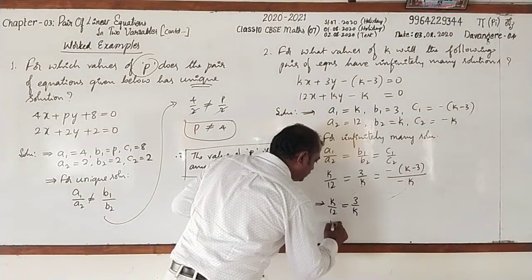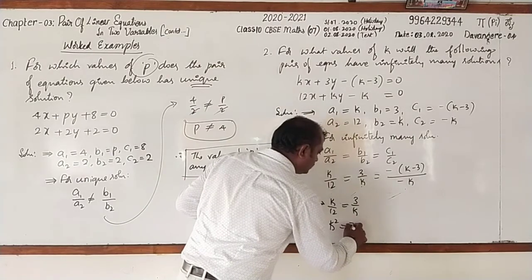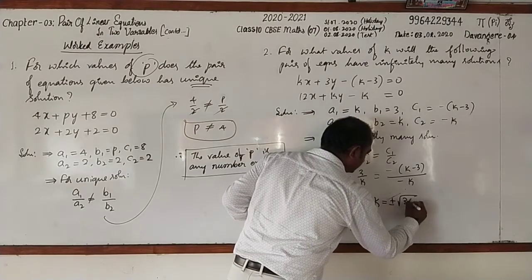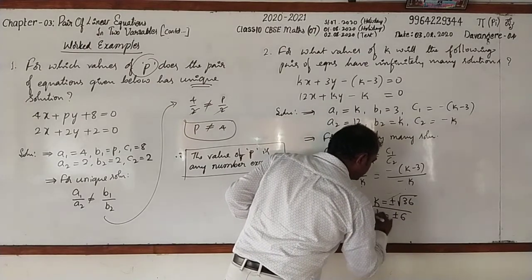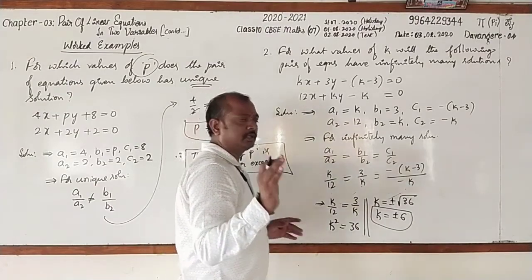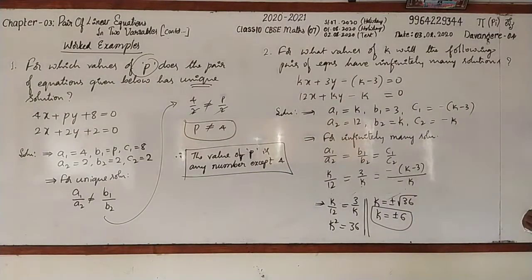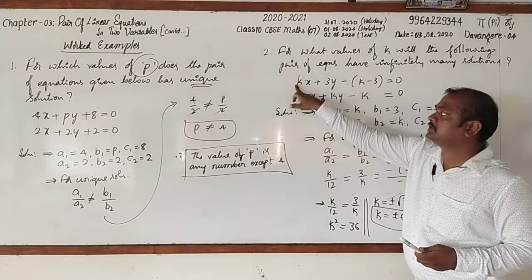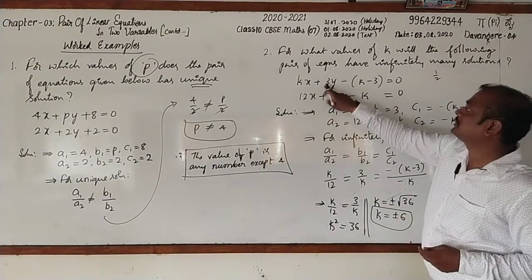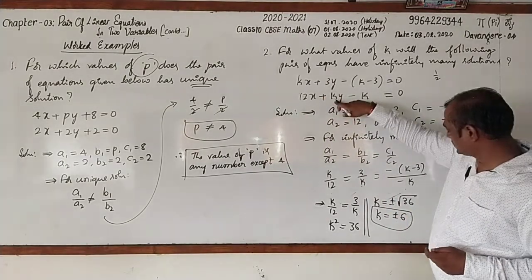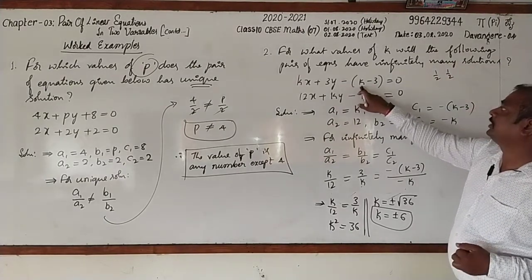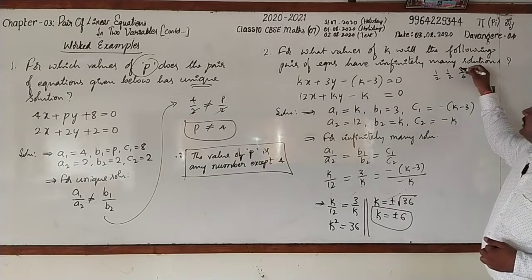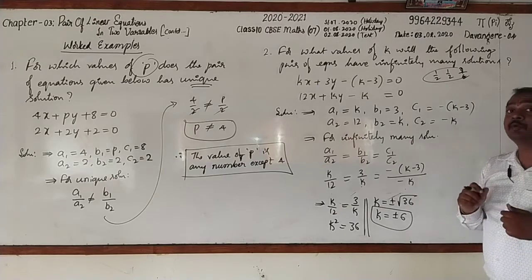Then how do you go for cross multiplying? K square equal to 36. Then k equal to plus or minus root 36. K equal to plus or minus 6. Got it? K may be either plus 6 or minus 6. Look here. If k is plus 6, 6 by 12, 1 by 2. Then 3 by 6, 1 by 2. Here, k minus 3, k is 6. 6 minus 3, 3. And this is 6. It is again 1 by 2. Yes, it holds good.